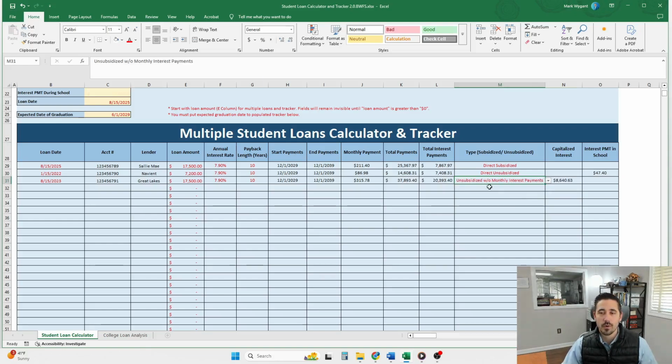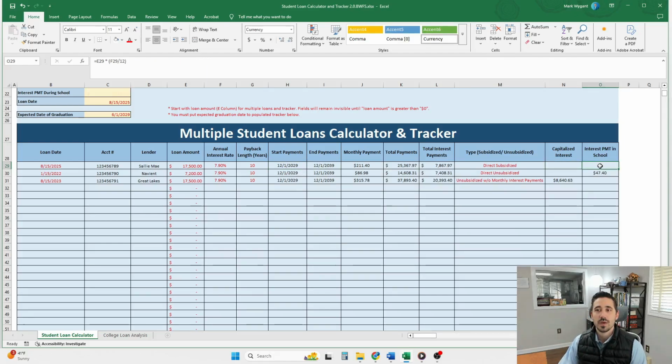So these are important to get right: to know what kind of loan you have, to know what day the loan was originated and you started to get charged interest, and then to get your graduation date accurate as well. You'll see here in this table, if you scroll over to the right, if it's a subsidized loan, again, it's just this loan amount with the interest rate and the payback period that dictates what your monthly payment is once your payments actually start in December of 2029 in this scenario that we're using. There's no capitalized interest and there's no interest payment while you're in school.